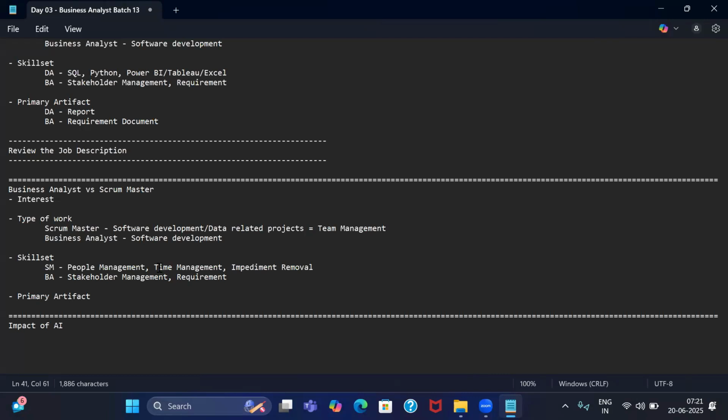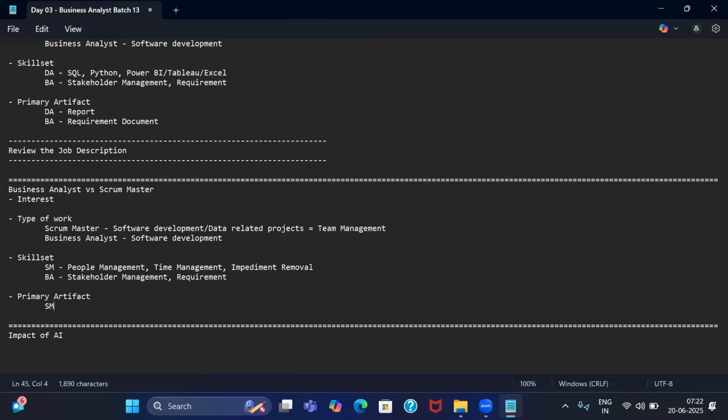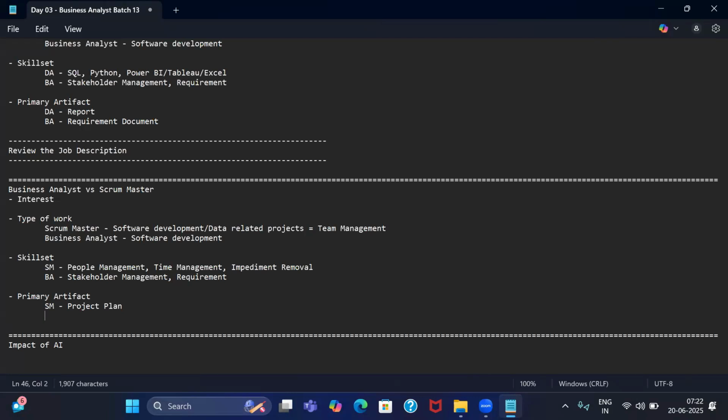For a BA, we already discussed you require skill sets like stakeholder management, requirement management, and the understanding of the software development life cycle. Then what are the primary artifacts that a Scrum Master produces? They might be referring to project plans. How many people are needed to do a particular task? In what time should the task be completed? Whereas a BA will produce a requirement document.